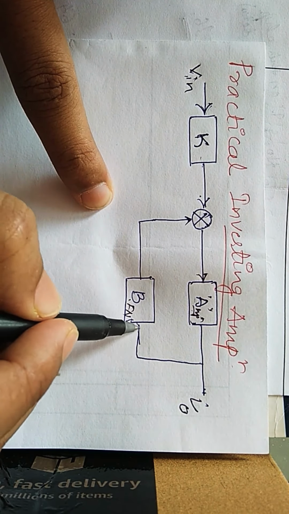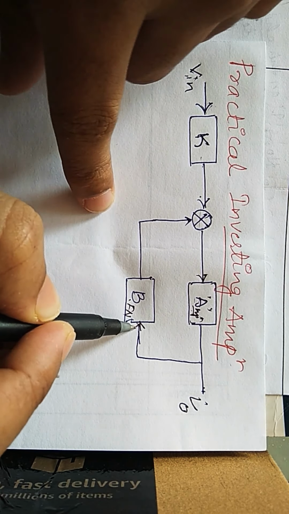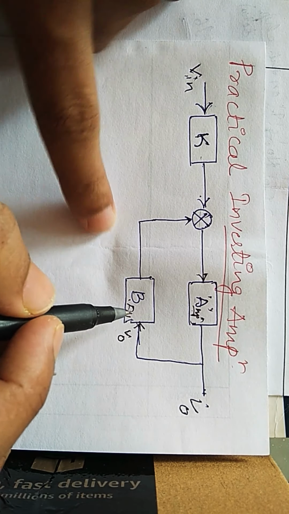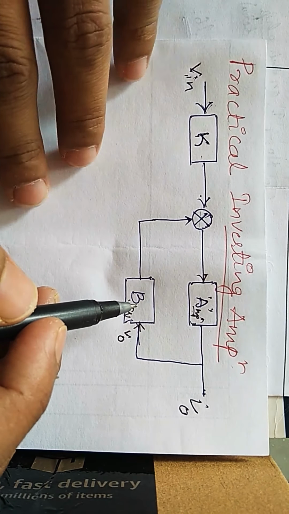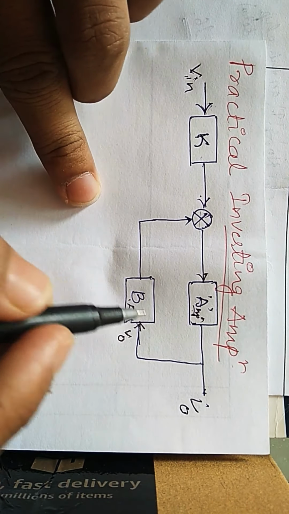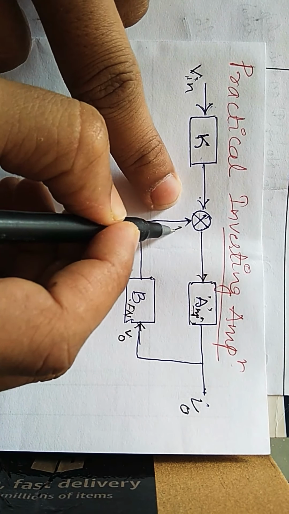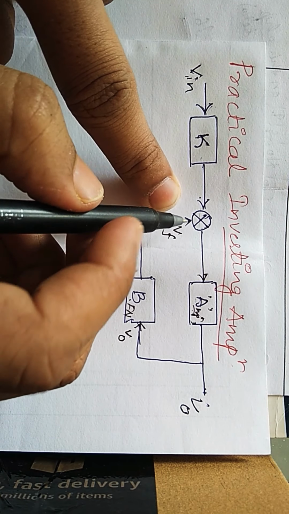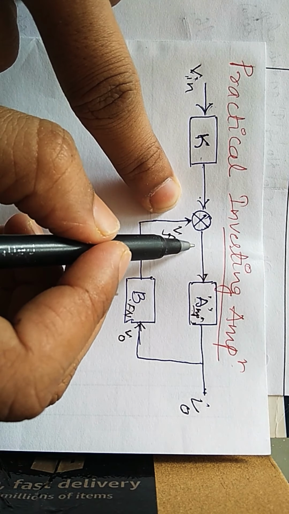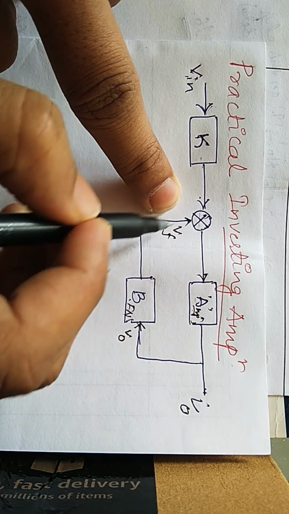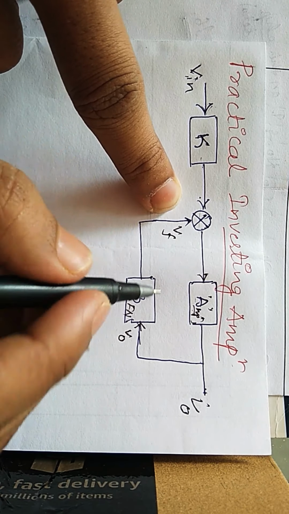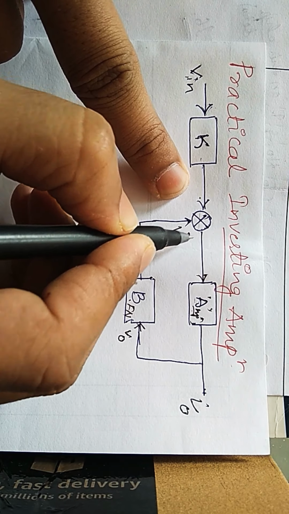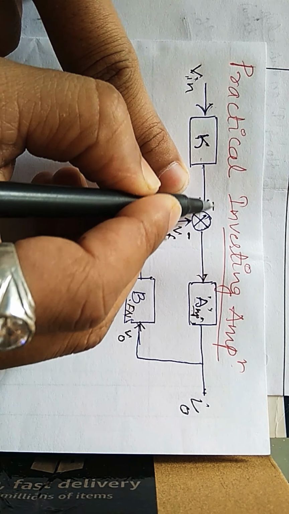So output is fed to the feedback circuit. So here we got the V0. Afterwards that V0 is fed back, and this will be considered as the VF. VF indicates the feedback input to the amplifier, output to the input, that is the feedback voltage. So VF, and here it is treated as the minus, and this is also treated as the minus.